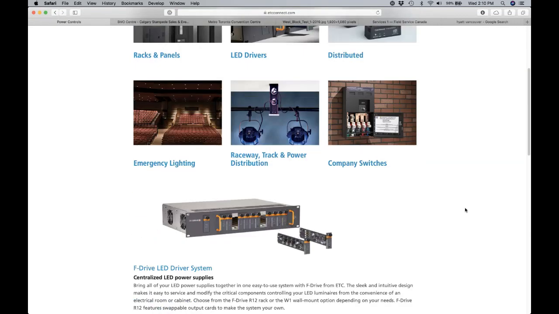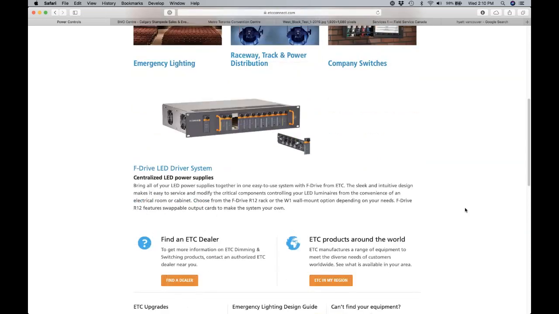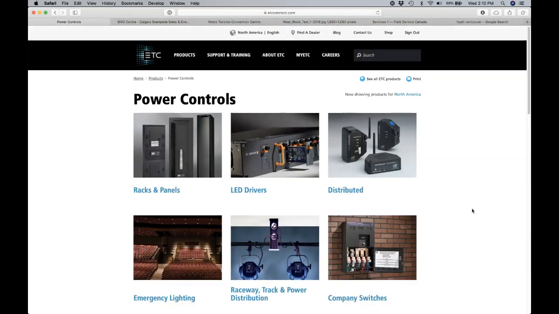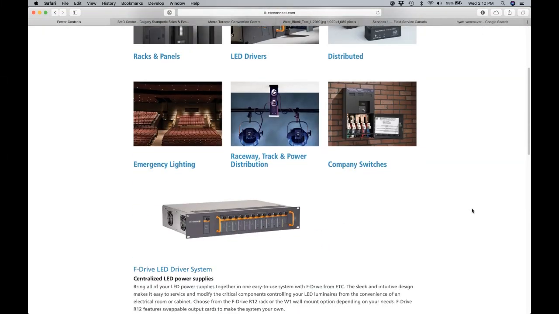There's a new launch that if you get an opportunity today to have a look at it, it is the LED driver system for, I think they were calling it Nevis, and the F drive system that was just launched at ETC's website. If you have an opportunity, you can go and have a look at that.